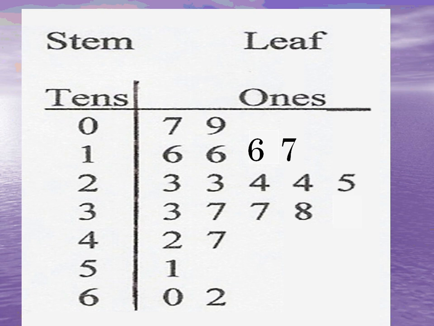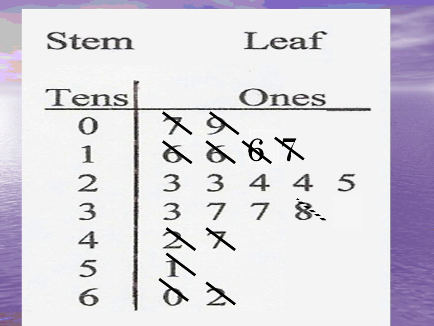So now when I count my data, I got 2, 4, 6, 7, 8, 9, 10, 11, 12, 13, 14, 15, 16, 17, 18, 19, 20. So I got 20 pieces of data here in my stem and leaf plot. So when I count back to find the middle, and that's what I'm doing right now, notice I cross one out in the beginning, one out at the end, one out in the beginning, one out in the end, till I get to the two values in the middle.